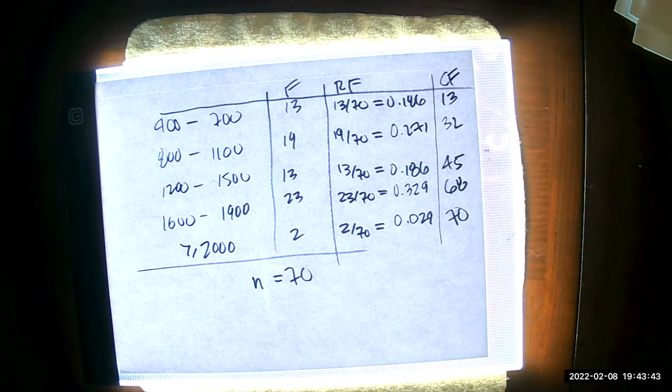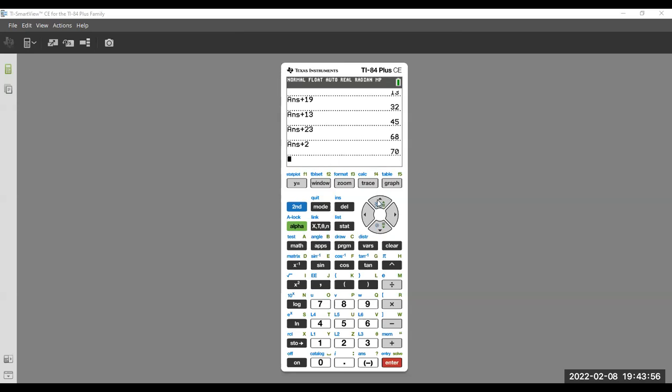So let me show you my screen on my calculator, the way I did it. It's kind of hard to see. But the first class had a frequency or a count of 13. The second class had 19, so the two together was 32. The first three together is 45. The first four together is 68. And the first five together, all of them together, is 70.